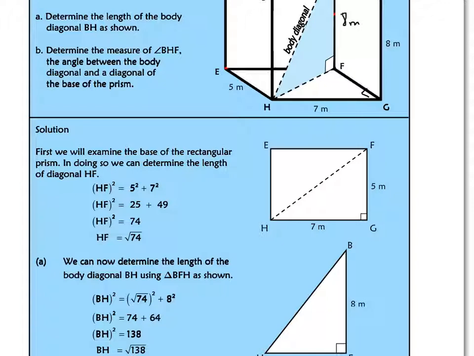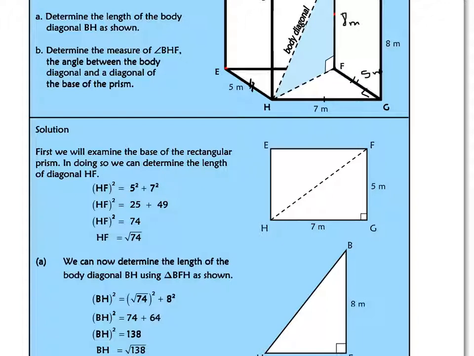So that would make HF your hypotenuse of that right triangle, and then GF and HG, right here and right here, would be the legs of that right triangle. So we know that 7 is given to us for GH, and we know that FG should be the same as EH, right here. So that would mean this would have to be 5 meters.